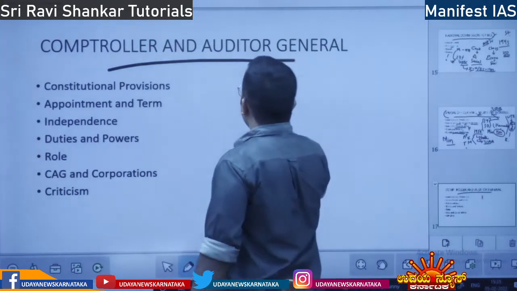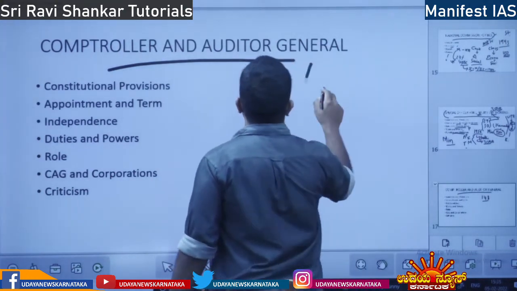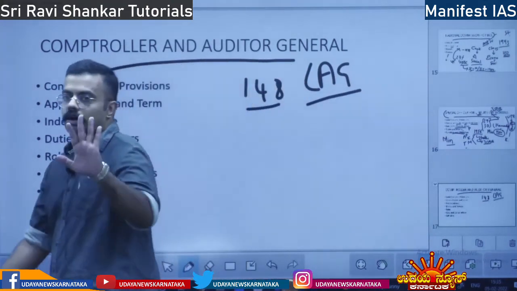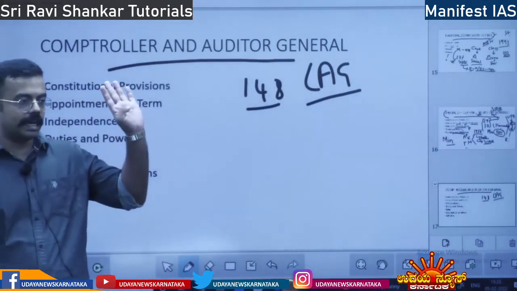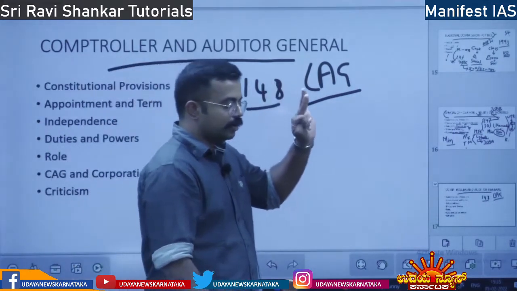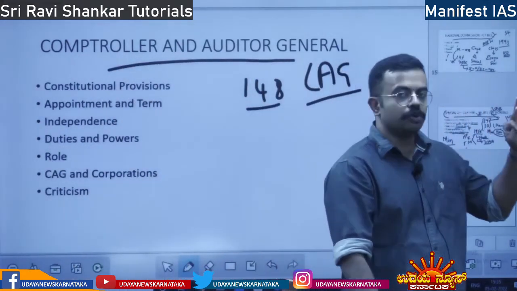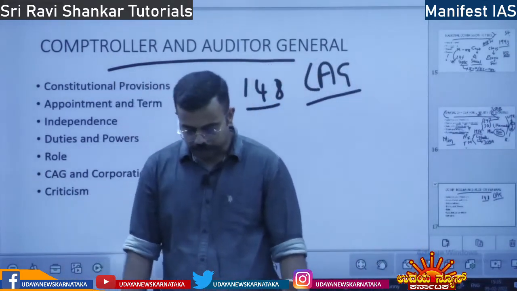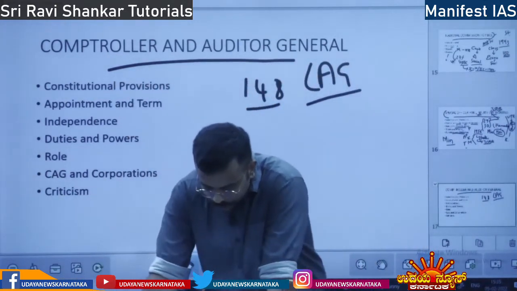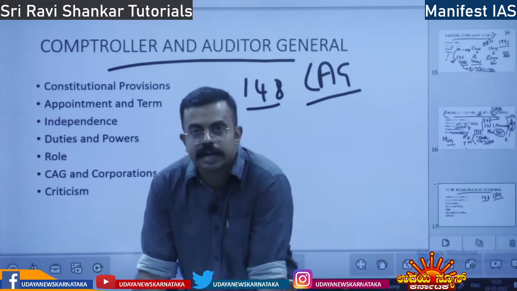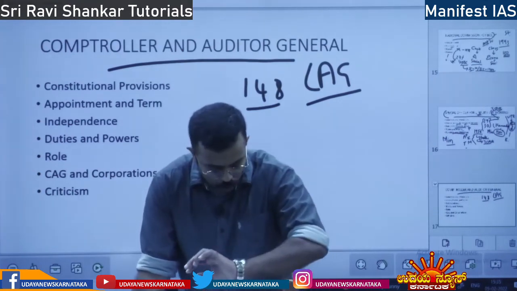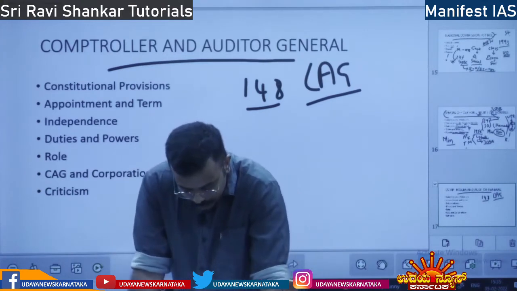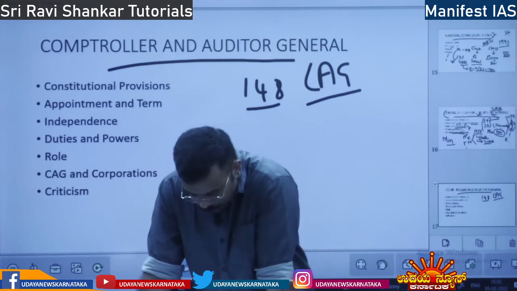Article 148 speaks about CAG. This is called CAG. What do they do? They audit the accounts of three categories: the central government, the state government, and also PSUs. Many PSUs' accounts are audited by CAG. It is an independent office. CAG is the head of the Indian Audit and Accounts Department. Who is the head of the Audit and Accounts Department? It is the CAG.